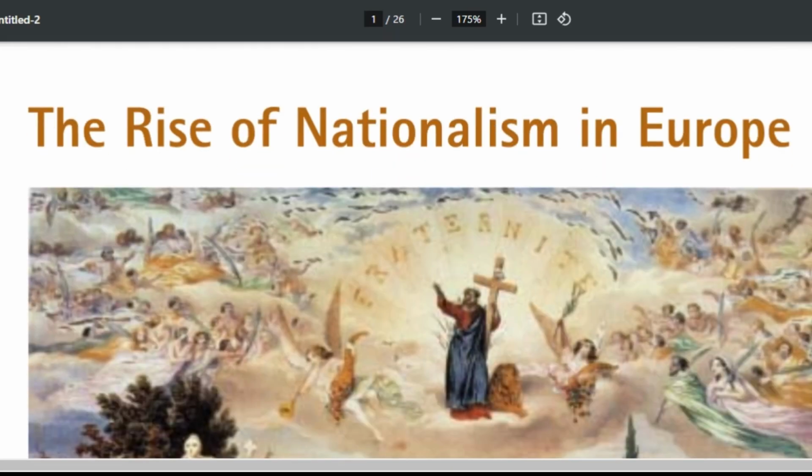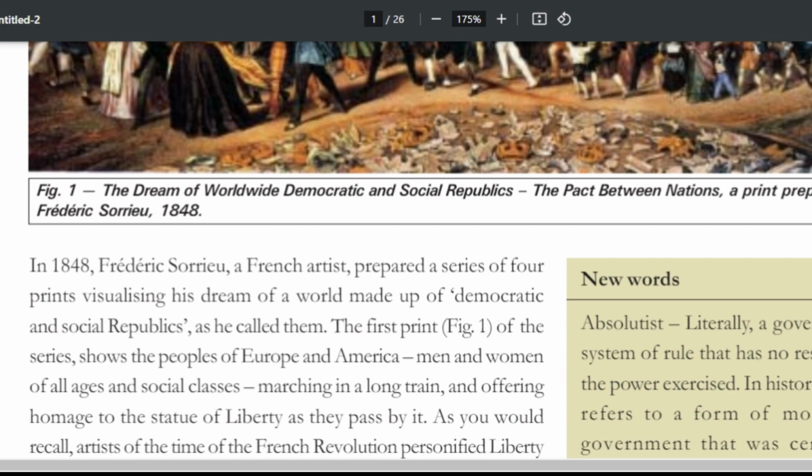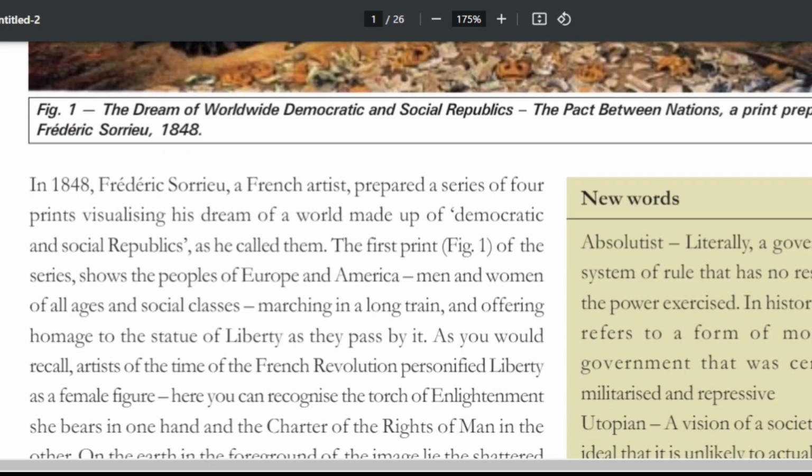Part of the rising of nationalism in Europe. In 1848, Frédéric Sorrieu, a French artist, prepared a series of four prints visualizing the history of a world made up of democratic and social republics, as he called them.